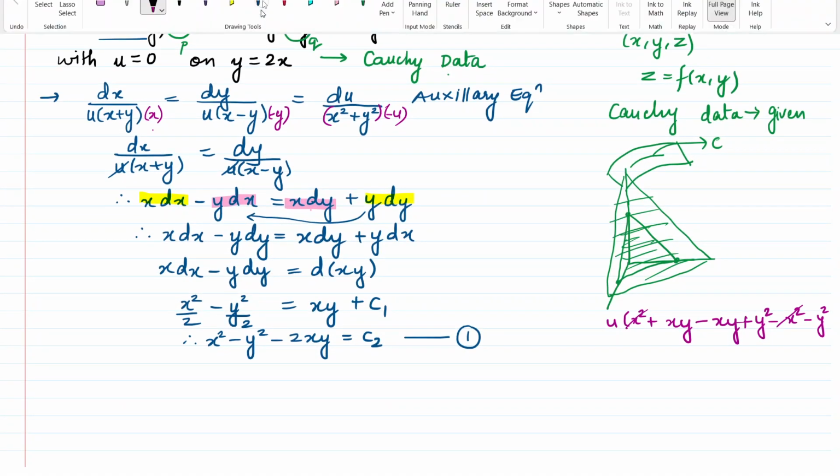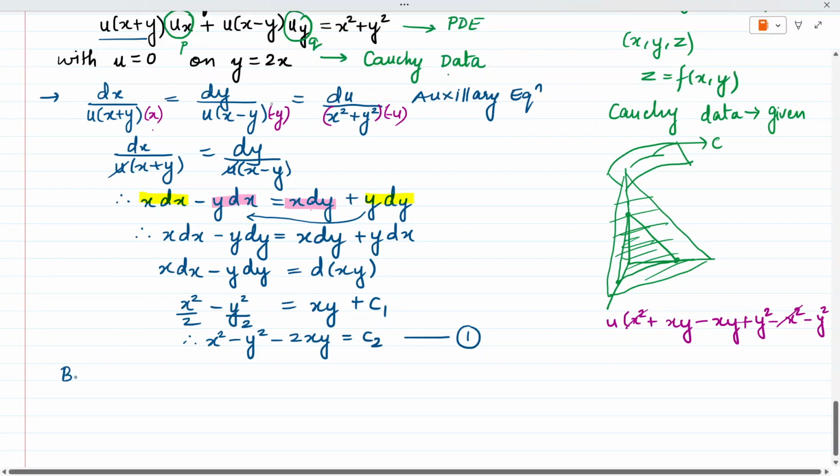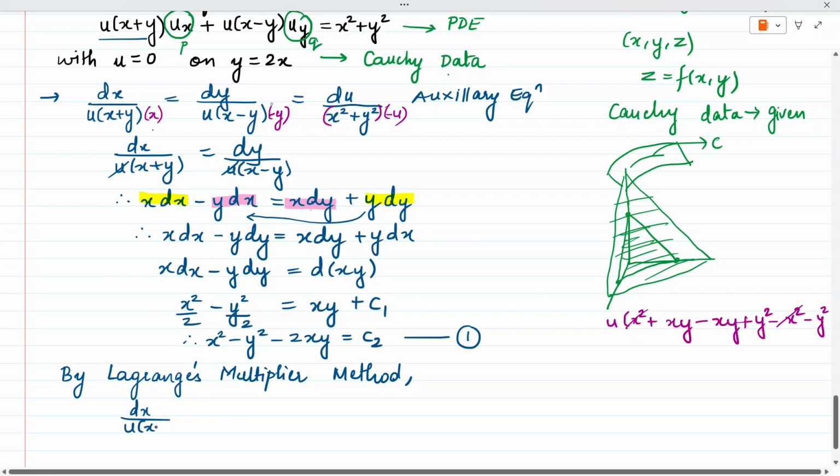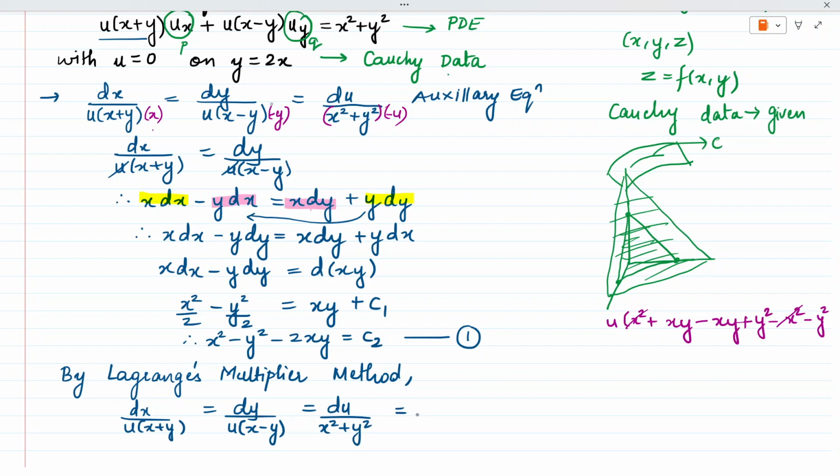Let's apply Lagrange's multiplier method here. And what we get here is dx upon u times x plus y, dy upon u times x minus y, and du upon x square plus y square is equal to x times dx minus y times dy minus u times du divided by 0.